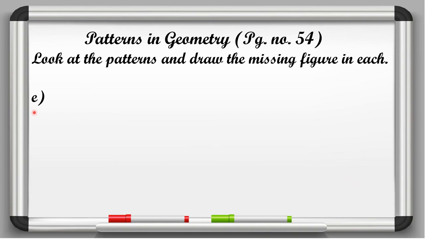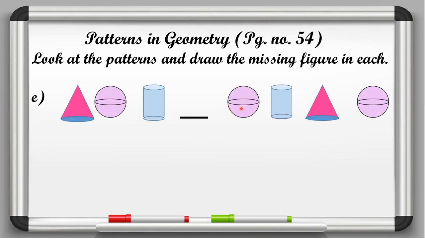Now in E part it is given. Here you can see that first of all this cone shape is given, then sphere, then cylinder shape, then dash, then again sphere is given, then cylinder shape, then cone and then sphere. So which is the missing figure? That is the cone. So here we will make a cone shape like this.